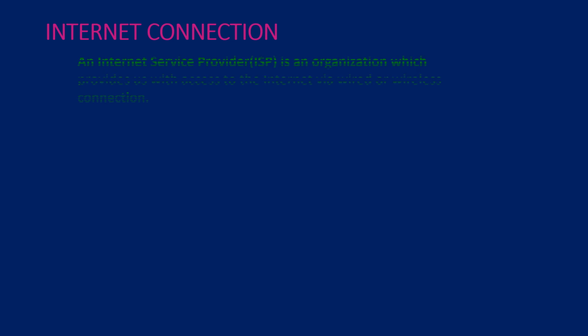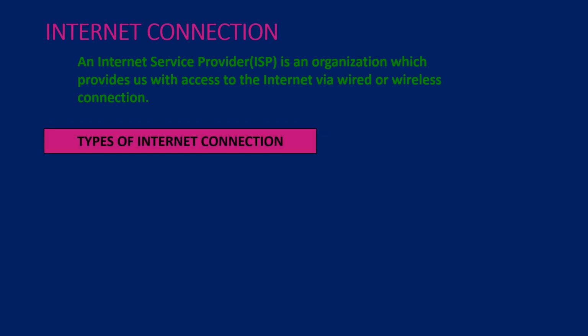Student, to use the internet, we need an internet connection. Internet connection are provided by the internet service provider, an organization such as BSNL, MTNL, Airtel, Vodafone, Reliance, etc., which provide us with the access to the internet via wired or wireless connection. Students, we can choose our connection according to the particular technology speed in our area. There are mainly two ways to connect the internet. First one is dial-up connection. Next one is the broadband connection.